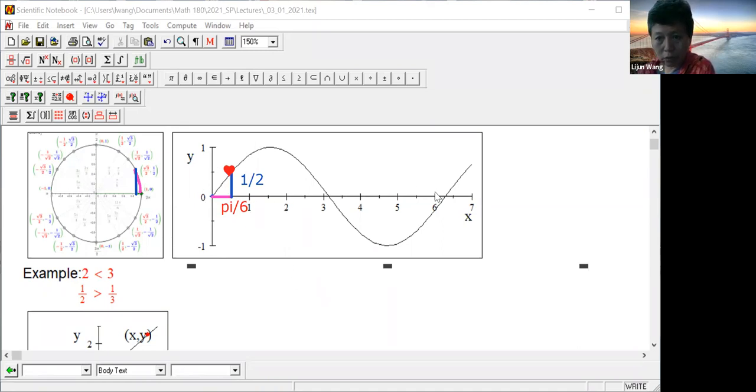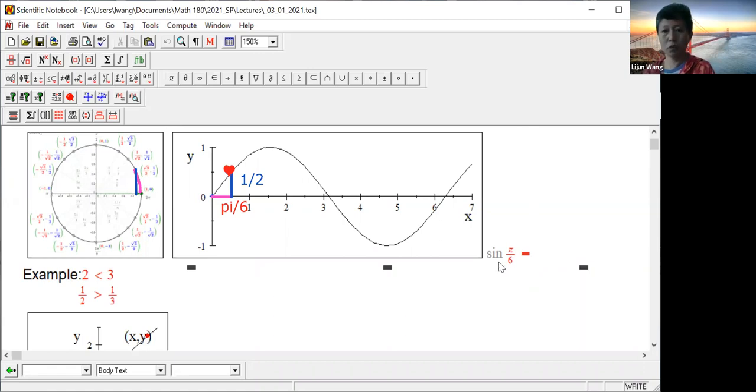This is the sine curve. On this curve, you can find sine pi over six. How do you find sine pi over six? Sine pi over six equals 1/2.